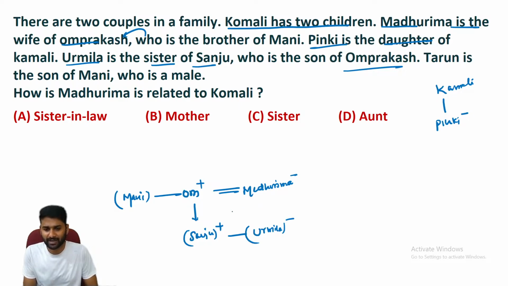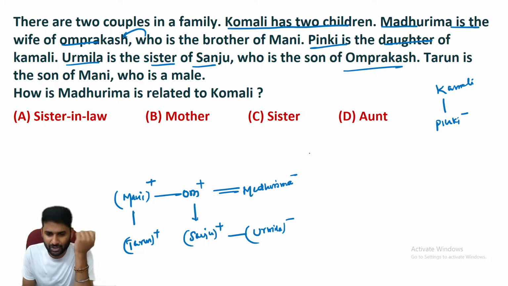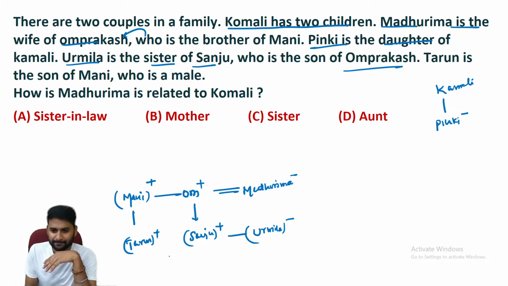Tarun is the son of Mani. And who is the male person? Mani is the male person. Komali has two children, right? And we have one piece of information: Pinky is the daughter of Komali. Now the question here: how is Madhurima related to Komali?